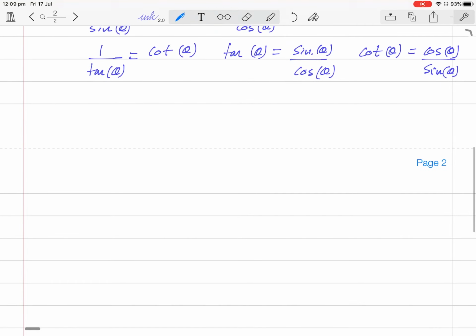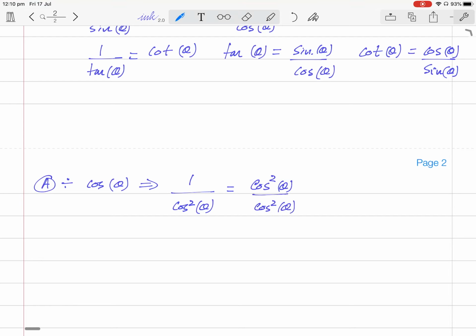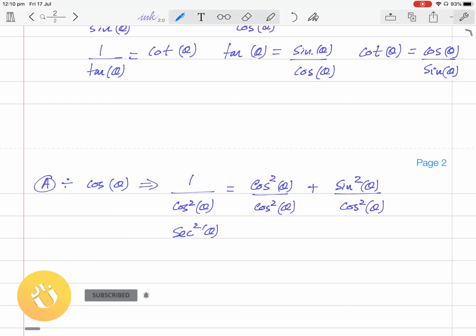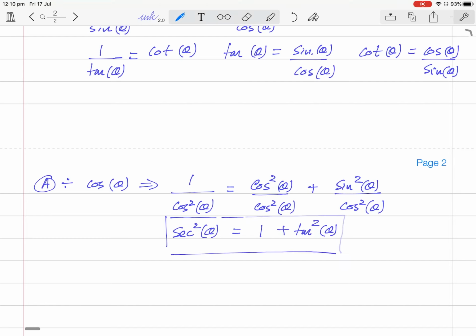Now again, we take equation A, and we will divide it by cos squared theta. So when you do that, you get 1 divided by cos square theta is equal to cos square theta divided by cos square theta plus sine square theta divided by cos square theta. So now you can see 1 divided by cos square theta is nothing but sec square theta, and here you get 1 plus sine square divided by cos square theta is going to be tan square theta. Why? Because sine theta divided by cos theta is tan theta. So this is my C equation.